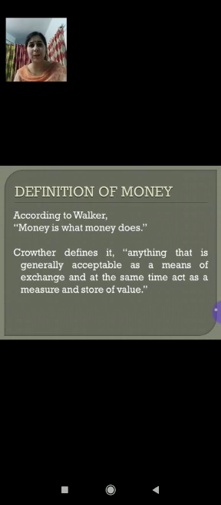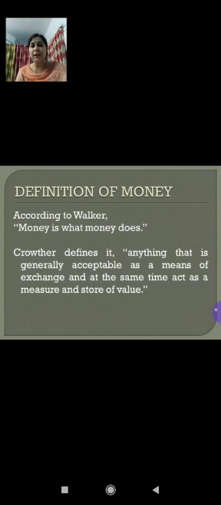These all were the difficulties in the barter system, but money has overcome all these difficulties, and including those points, Professor Crowther has designed a wonderful definition of money, that is, anything that is generally acceptable as a means of exchange and at the same time acts as a measure and store of value is known as money, right children?